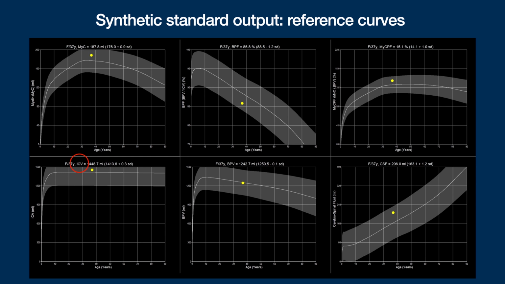Intracranial volume, brain parenchymal volume, CSF volume, brain parenchymal fraction, myelin content, and myelin parenchymal fraction.